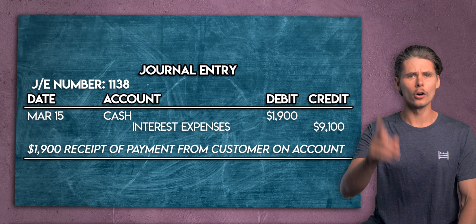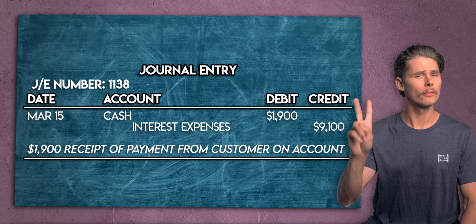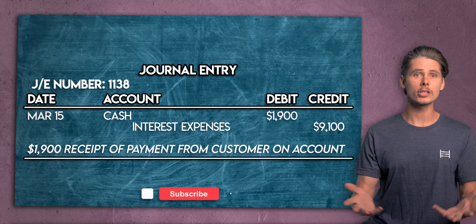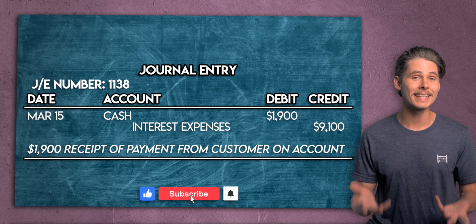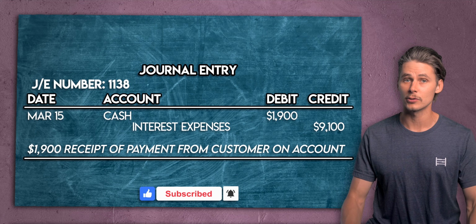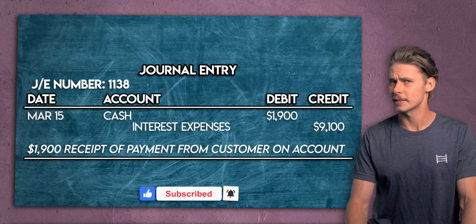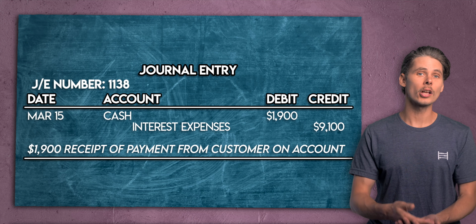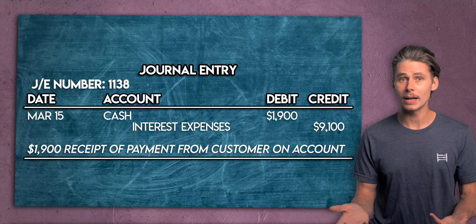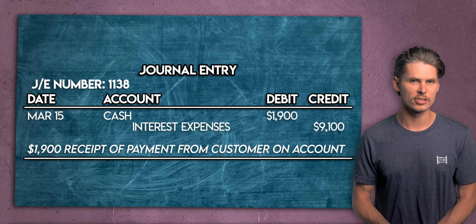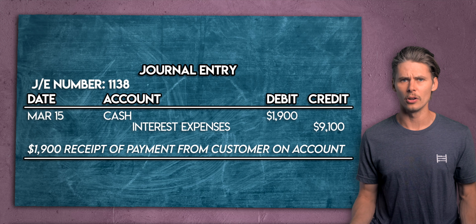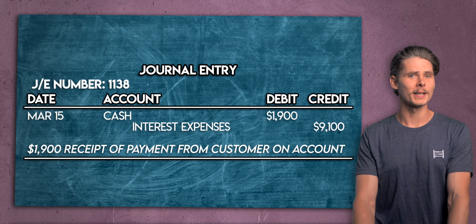That raises not 1, but 2 red flags. First, if a customer pays their account, we'd expect to debit cash and credit accounts receivable, not interest expenses. And second, it looks like we've got a transposition error. The amount should be $1,900, not $9,100. No worries, we can fix this.